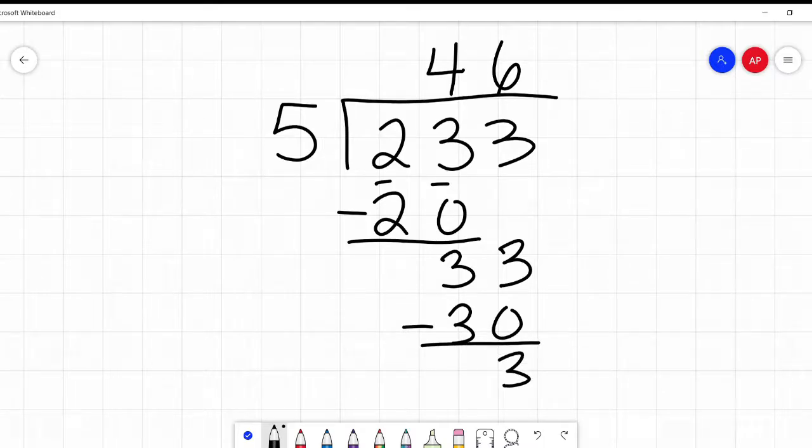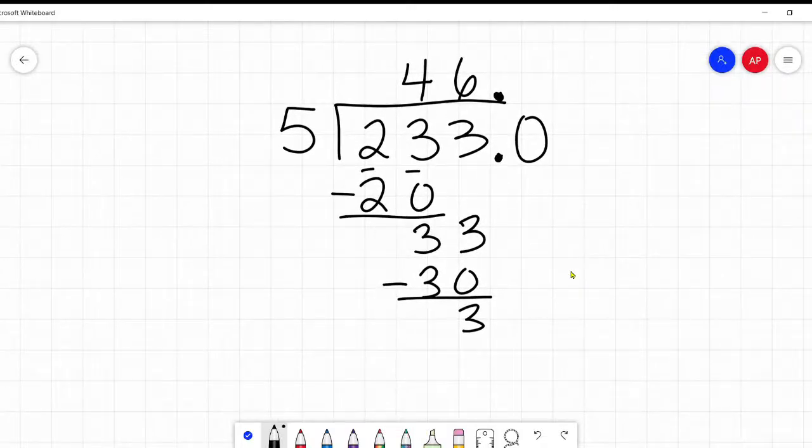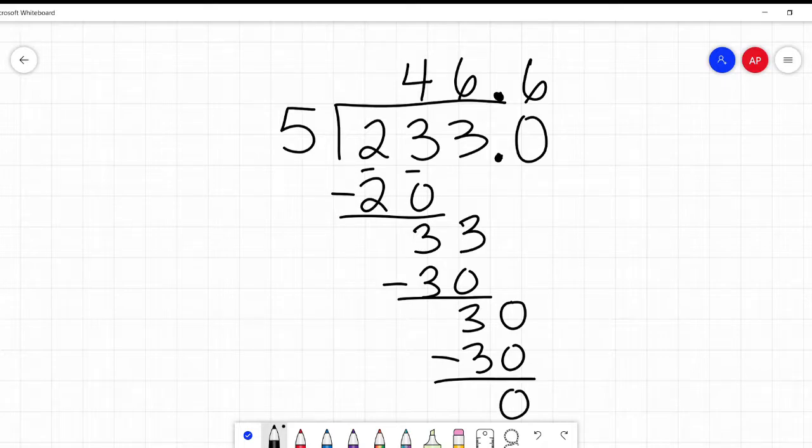I don't want to have a remainder, so I'm going to add a decimal. And as soon as I do that, I need to put one right above it as well. Add that 0. Haven't changed anything. 0.0, it's still the same number. Now I can bring that 0 down. Does 5 go into 30? Yes, it does. It goes 6 times. 6 times 5 is 30. I subtract that, I get 0.